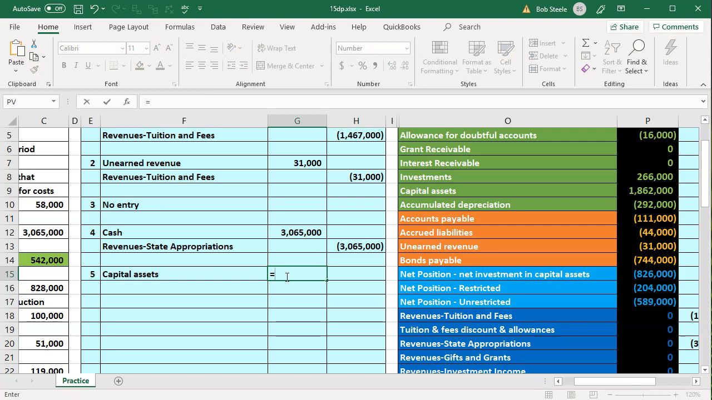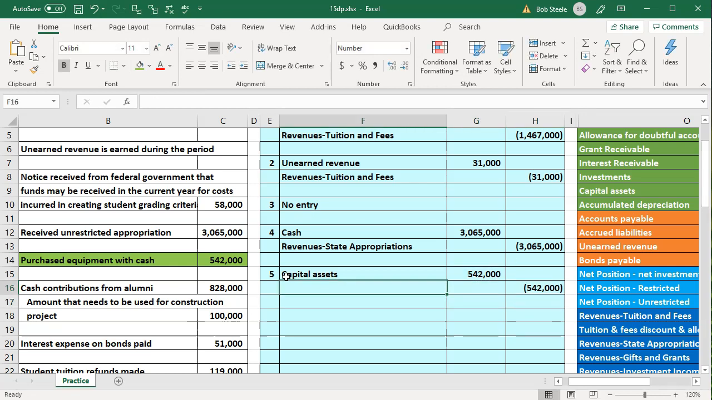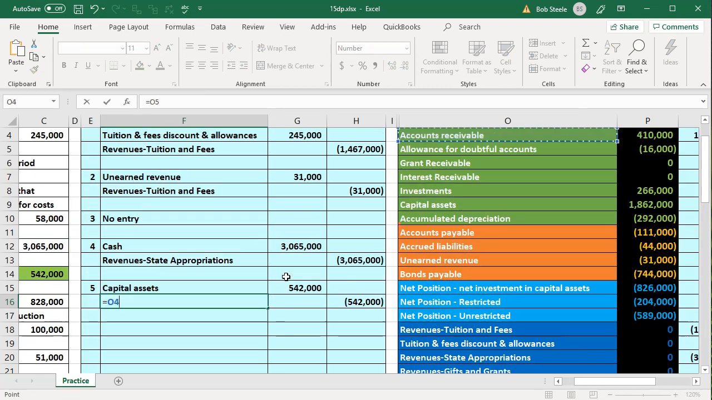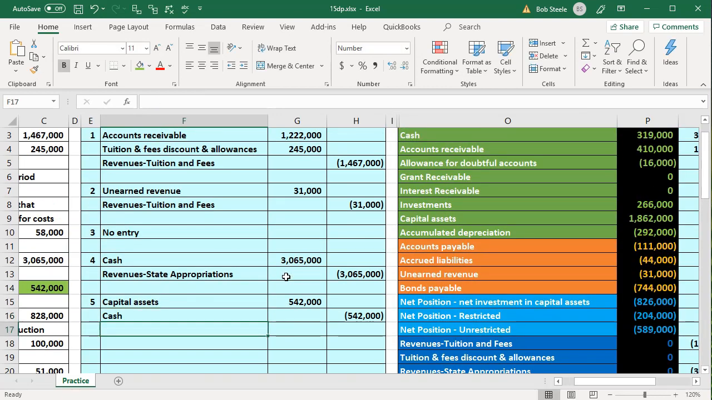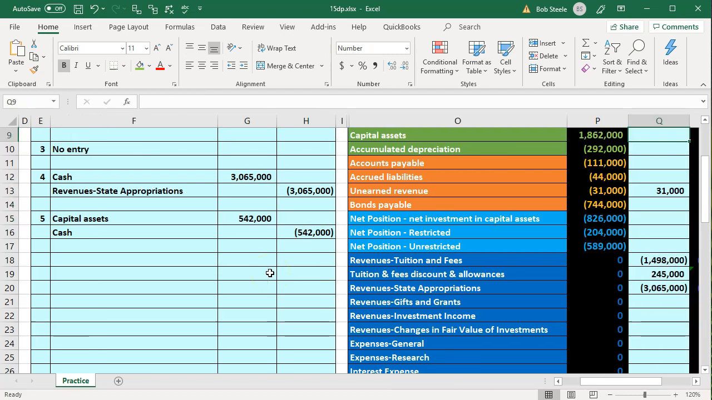So we're going to say the amount is going to be $542,000. The credit will be for the same amount, and we paid cash for it. Therefore, the credit is simply going to go to cash. So we're going to credit the cash amount and enter. So there's going to be our transaction. Let's go ahead and post that out. We've got the capital assets. So we're going to scroll back up top, pick up the capital assets.